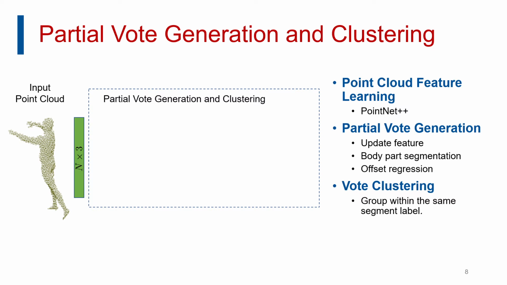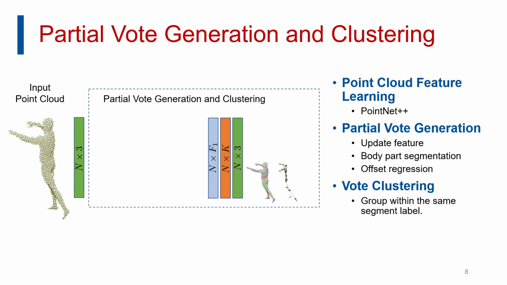In the partial vote generation and clustering module, we aim at generating a vote for each input point, where each vote has a high-dimensional feature vector, a body part segmentation score vector, and a 3D coordinate offset towards its nearest skeleton joint. These votes within the same segmentation results are then grouped into joint-level vote clusters, representing the skeleton joint of the corresponding segment. There are three major steps.